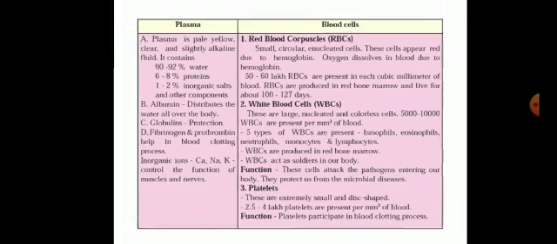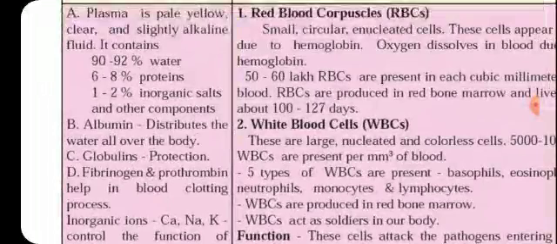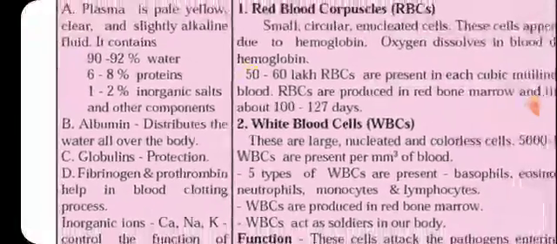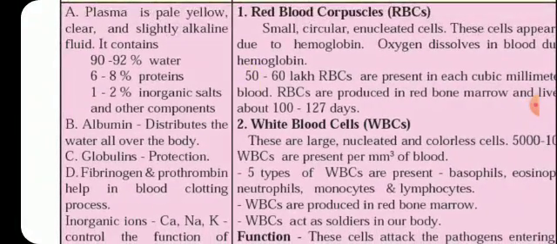Plasma is pale yellow in color. It is a clear and slightly alkaline fluid. It contains 90 to 92% water, 6 to 8% proteins and 1 to 2% of inorganic salts and other components. It has albumin, which helps to distribute water all over the body.